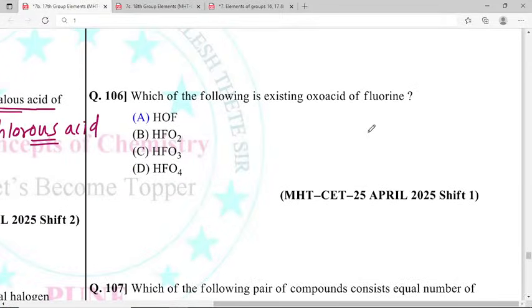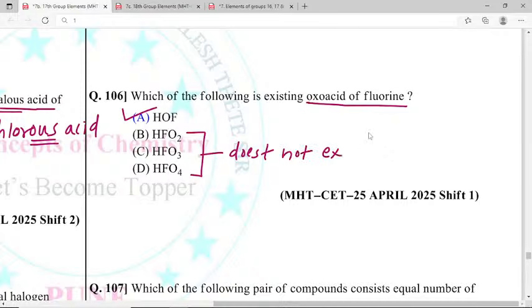Which of the following oxoacids of fluorine exists? Only one, HOF. HOF does not exist.